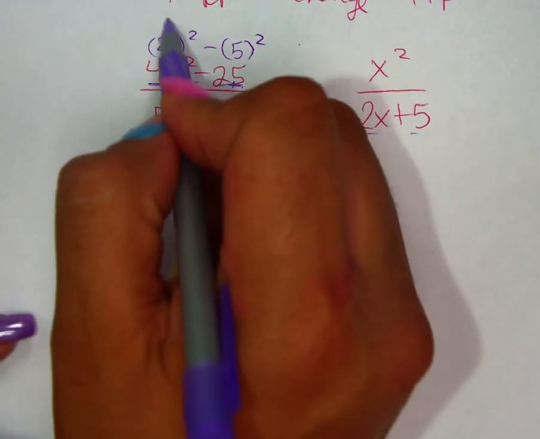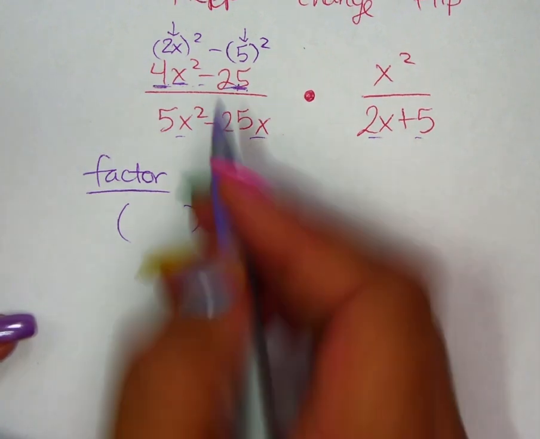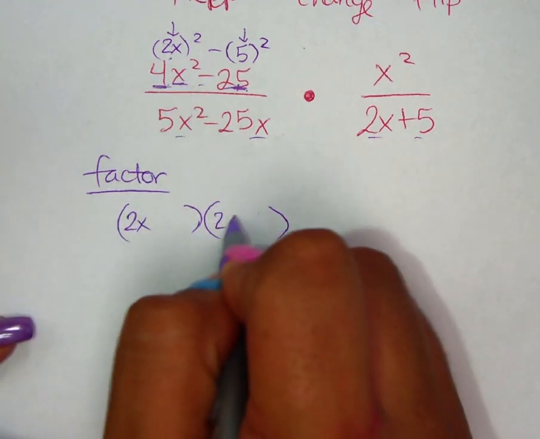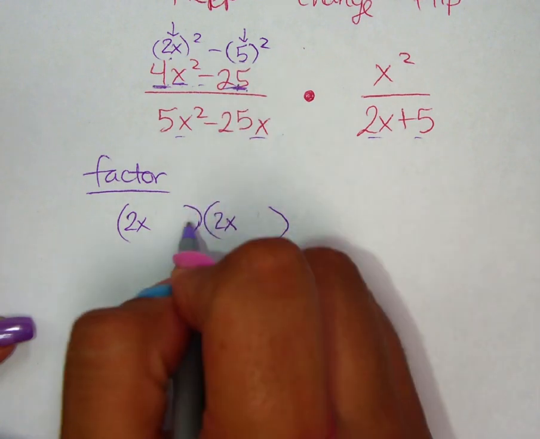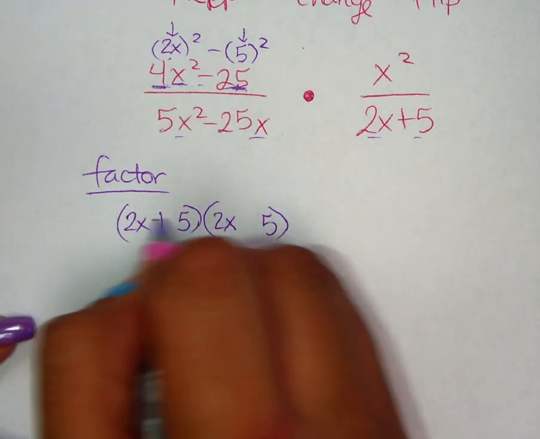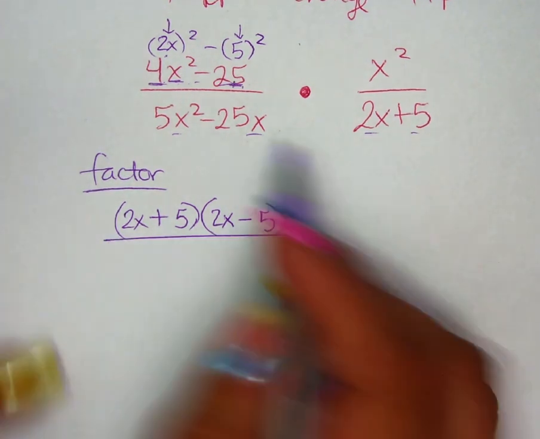So these are the numbers that we're going to use in our binomial. 2x is going to go right here, 2x and 2x. And 5 is going to go on the other side, right here, 5 and 5. There will be a plus and a minus in between those. So that will be your numerator.